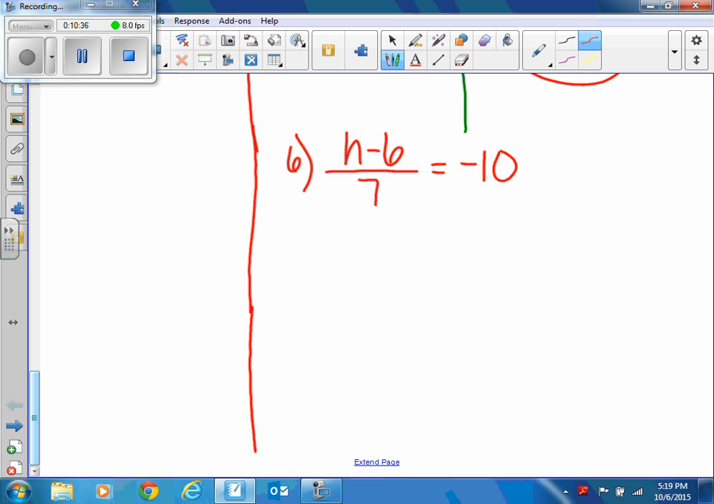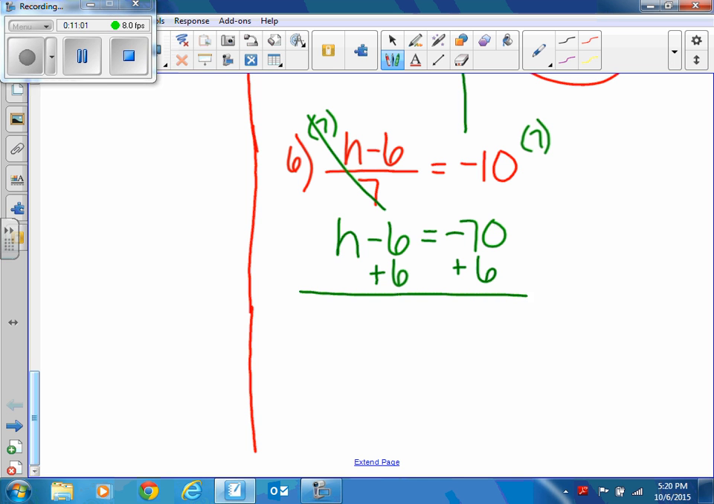So what we're going to do here is the same process. We're going to multiply both sides by the denominator first. So this 7 and this 7 cancel, and we're left with h minus 6. And that is going to be equal to a negative 70, right? Negative 10 times 7 is a negative 70. Well, now, simple one-step equation. Add 6 to both sides. We're doing the opposite of negative 6, which is to add 6. These cancel, and we're left with h equals negative 64.